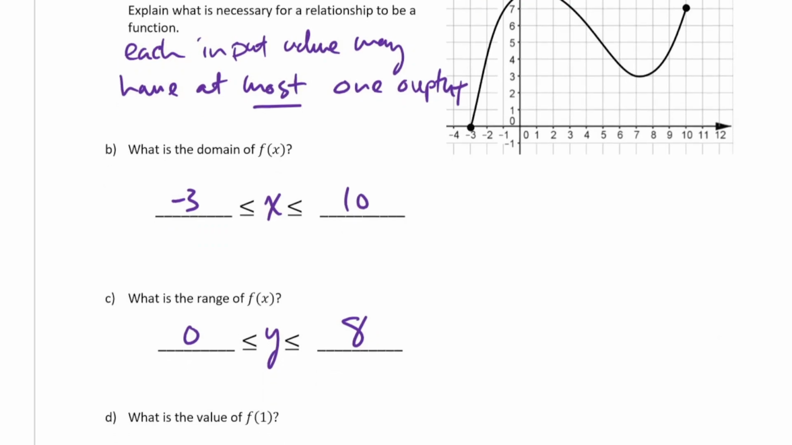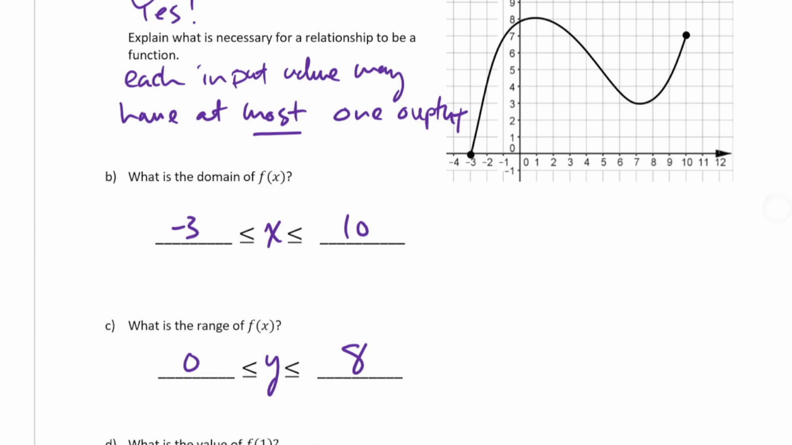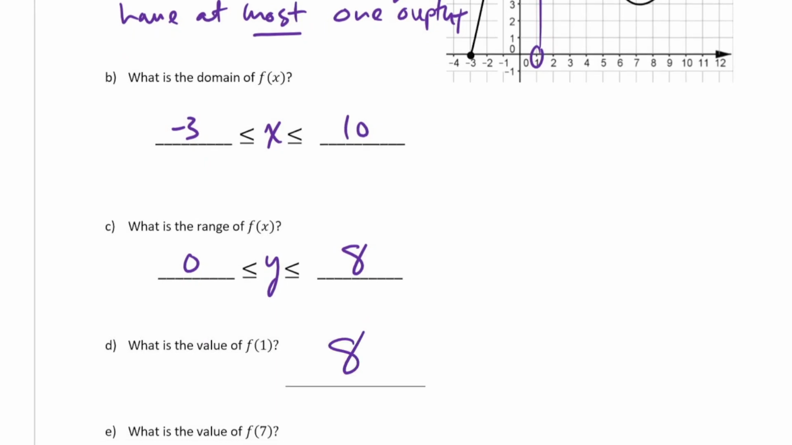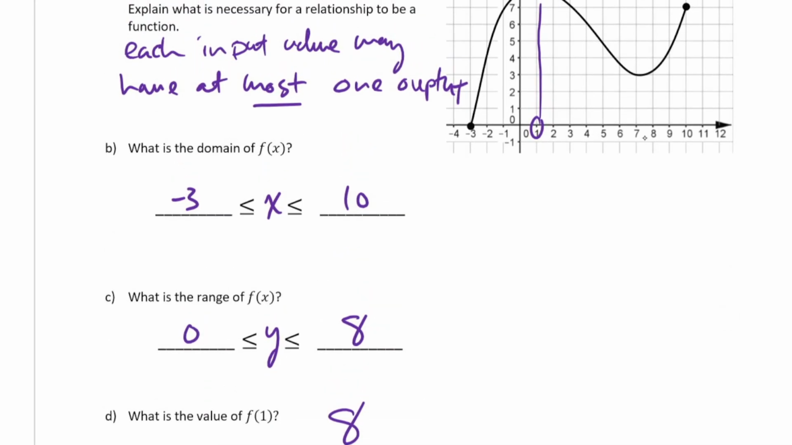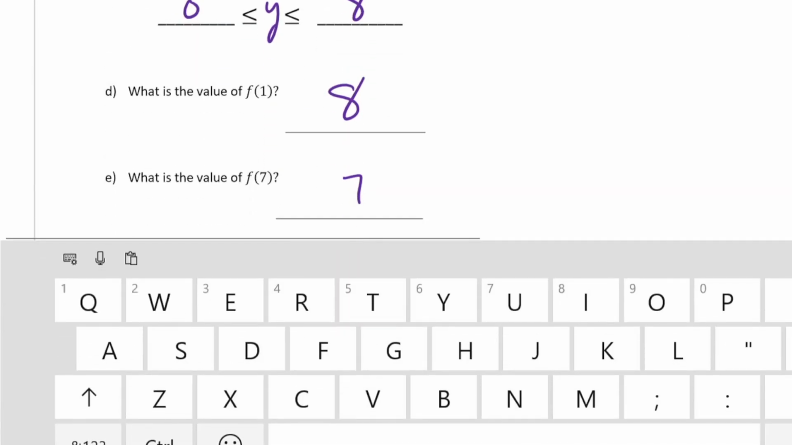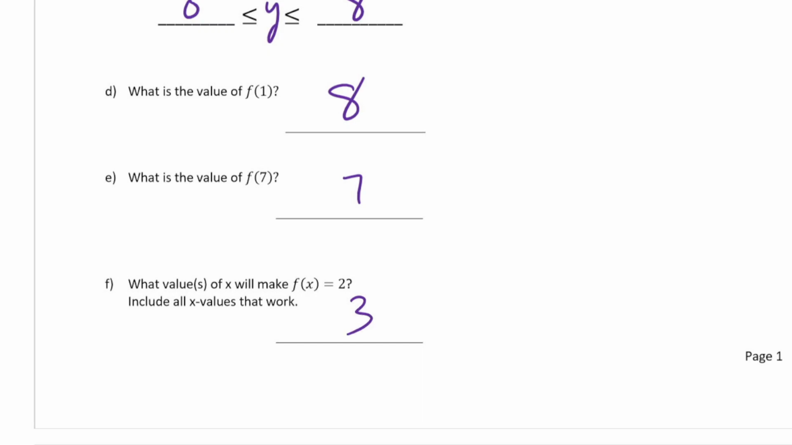And then next it says, what is the value of f of 1? When I plug 1 into this function, it looks like it gives me an output of 8. So I would say f of 1 is the value 8. What is f of 7? If I plug 7 into this function, you can see right here, that's giving me an output of 3. So when x is 7, we get 3. That's what I wanted to say.